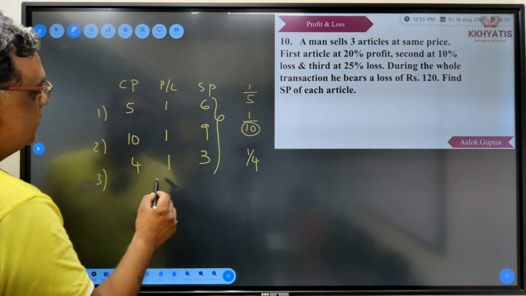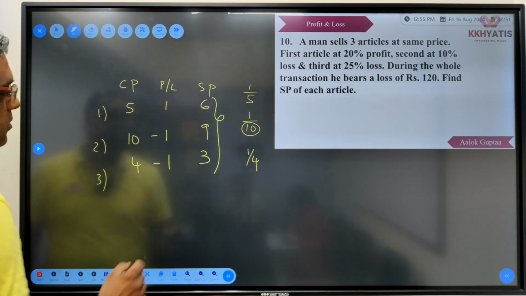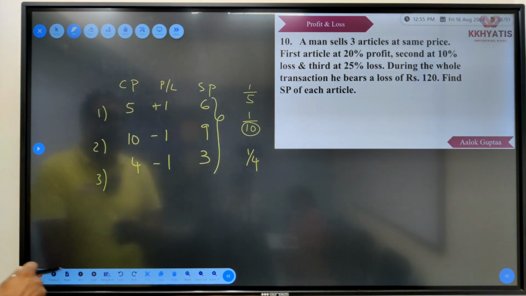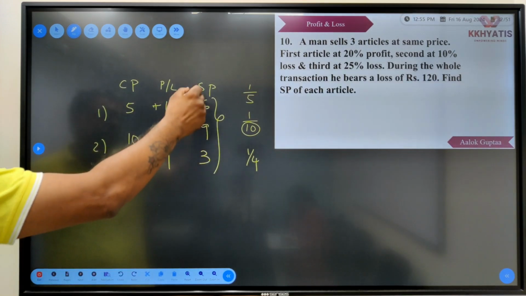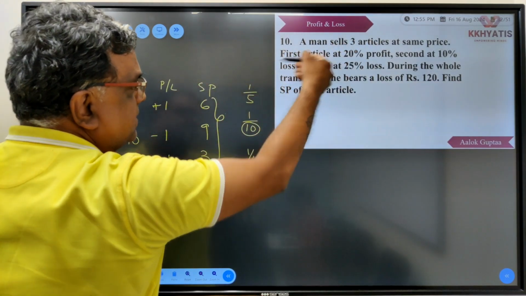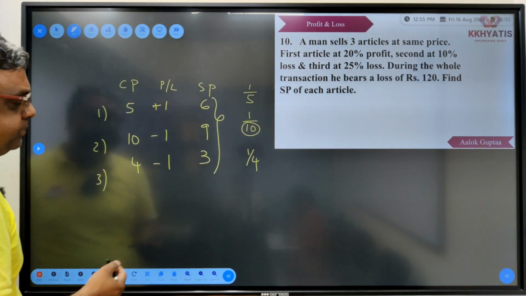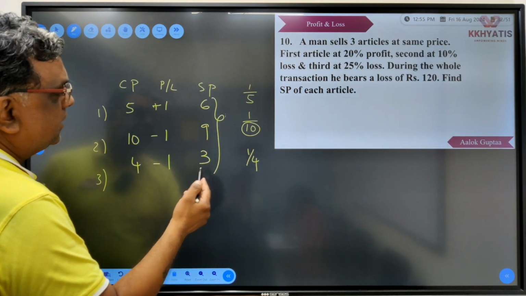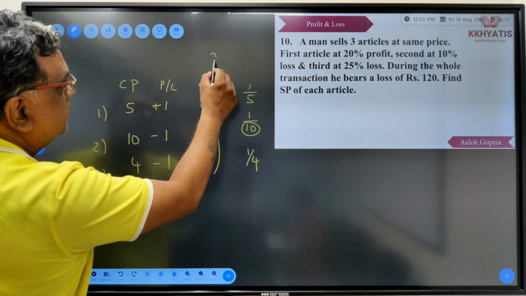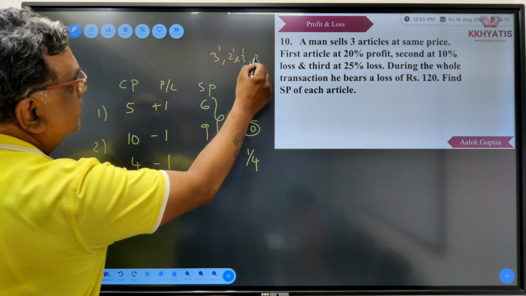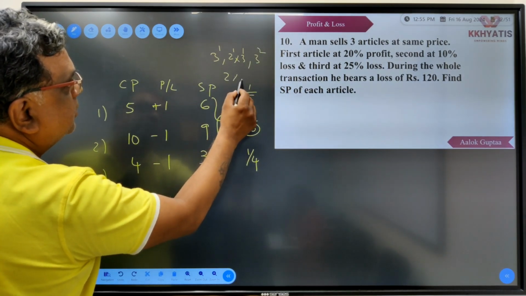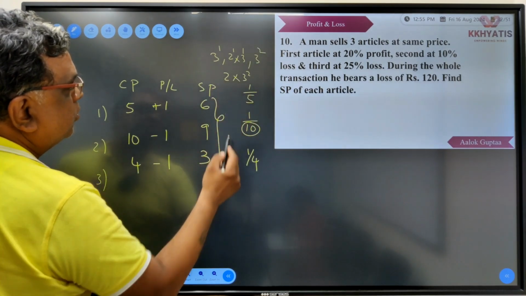Another clue that has been given was, this was also loss, this was also loss, and this was profit. So I will make a sign here. During the whole transaction, let us try to make the SP same, because I have been told the selling price is the same here. So let us try to find out the LCM. So LCM would be 2 into 3 square, 9 into 2, 18.